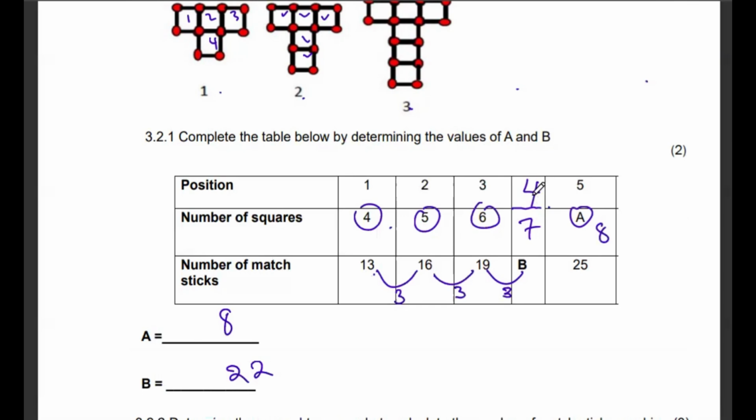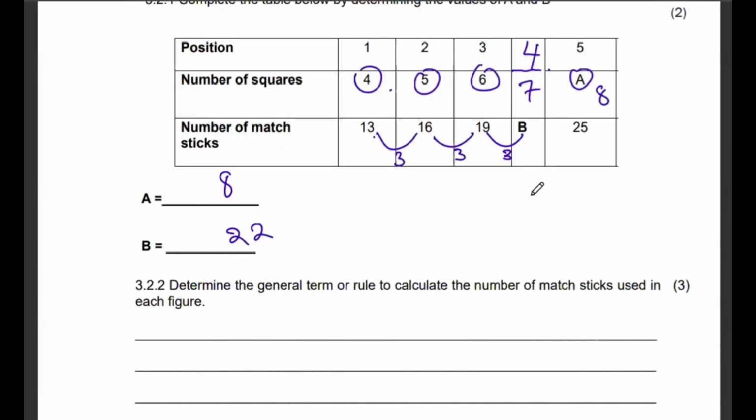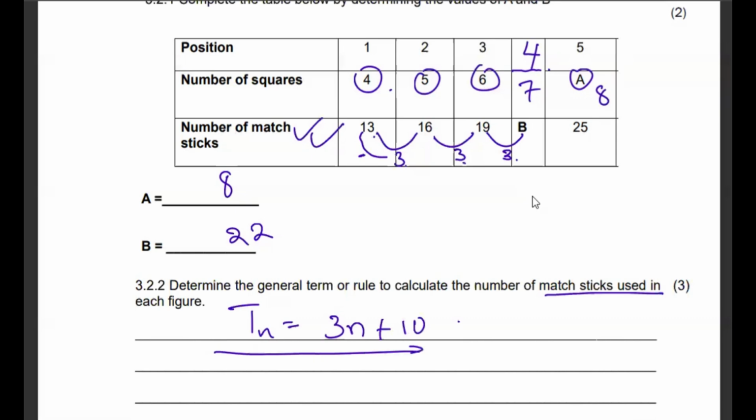Okay, so that's that. Then 3.2: determine the general term or rule to calculate the number of matchsticks. Our focus is the matchsticks, not the squares. So with the matchsticks, we're going to say Tn. The common difference is 3, so you write 3n. And then what is 13 minus this 3? That gives us 10. So this becomes the rule that the question wanted.